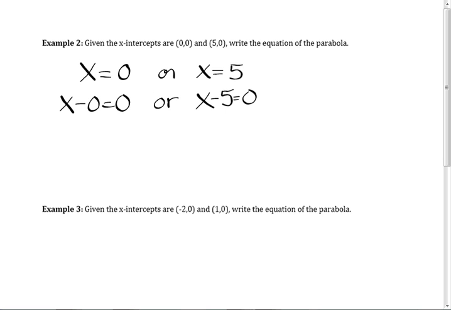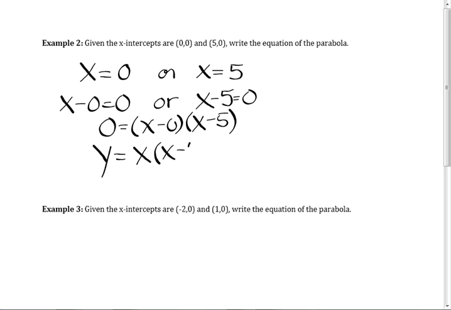I'm just reversing everything we've done. That's why I wanted to write out that in-between step that many of you skip, which is okay. But when I reverse it, I need to see it. And then I'm going to multiply these together. So 0 equals x minus 0 times x minus 5. Do I really need this 0 here with x minus 0? No. I'll make this y equals x times x minus 5. It's not meant to be terribly hard, but it's a little bit different.